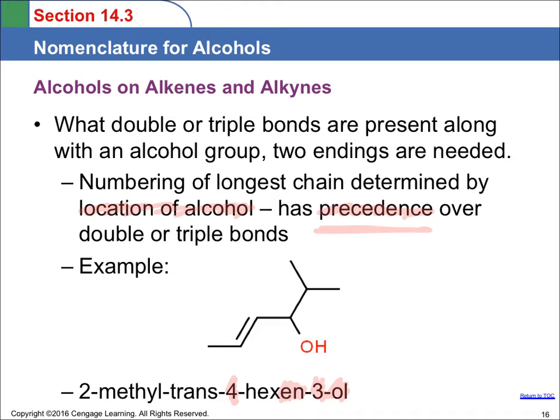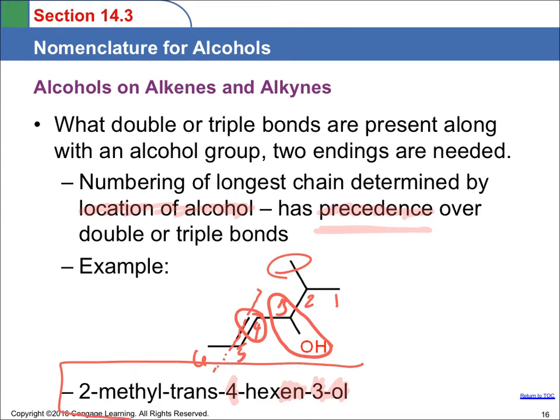So the way this molecule is numbered, we're going to start on the right. The alcohol ends up on number 3. The double bond starts on number 4. Your methyl group is on number 2. We also have trans. Remember, with double bonds, we have to think about cis and trans. So this name has a lot of different pieces in it, but each of them we've talked about individually.